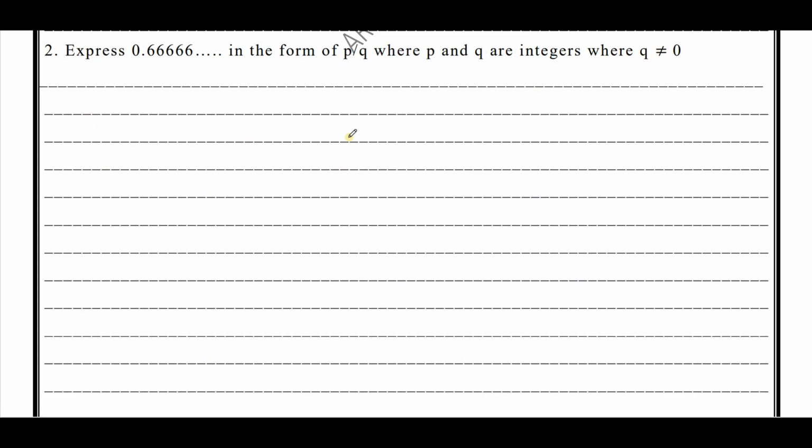Moving to second question, express 0.6 recurring in the form of p by q, where p and q are integers. I'll take it as let x equals what? 0.6 is recurring. I'll take this as equation 1. Take the given term as x. Now how many digits are recurring? It is single digit.